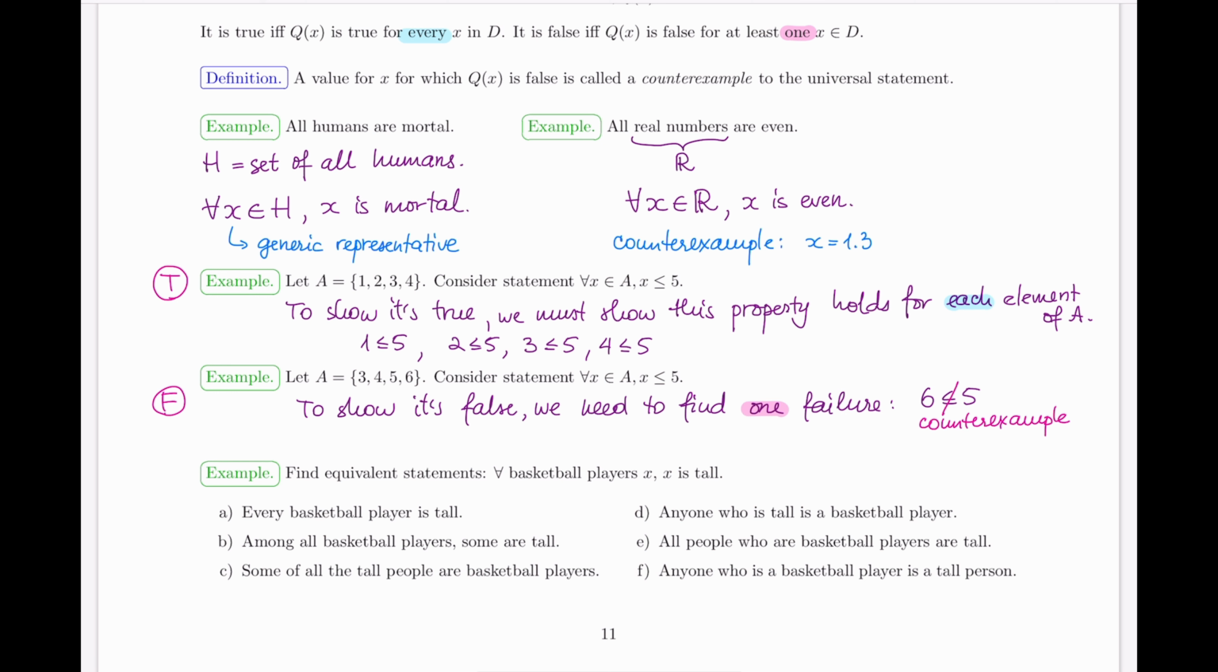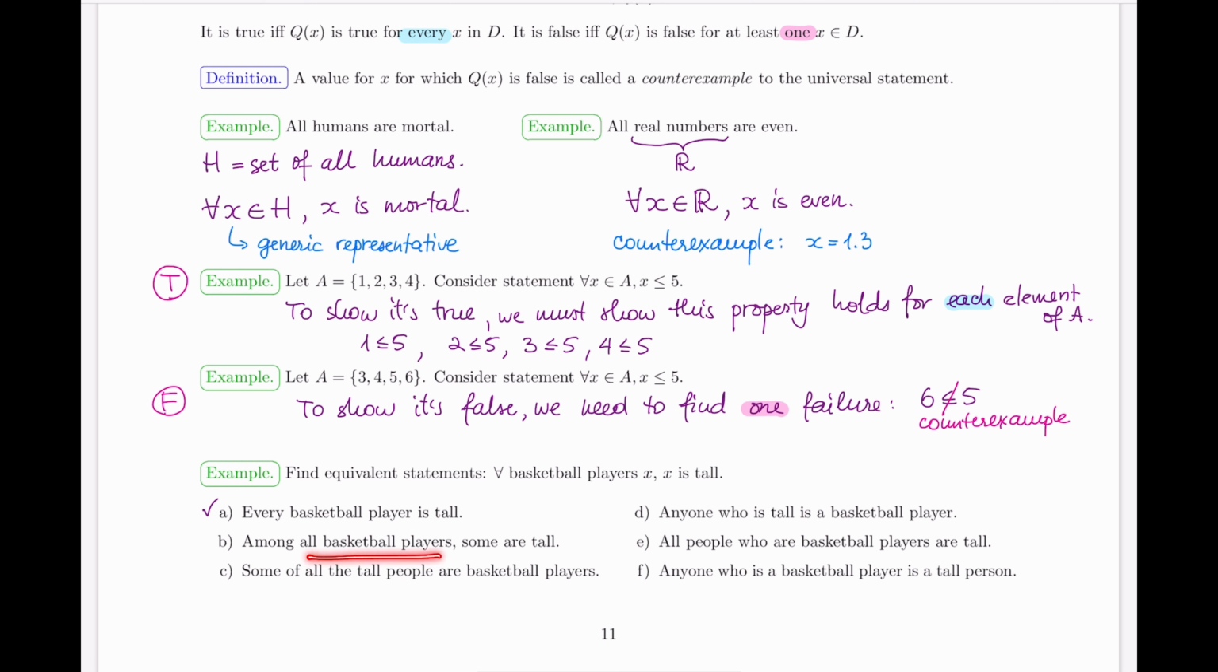So the statement is again, for all basketball players x, x is tall. Remember that x is just a generic representative. So what this is really saying is, for all basketball players, they are tall. Every basketball player is tall. Indeed, that seems to be pretty equivalent.